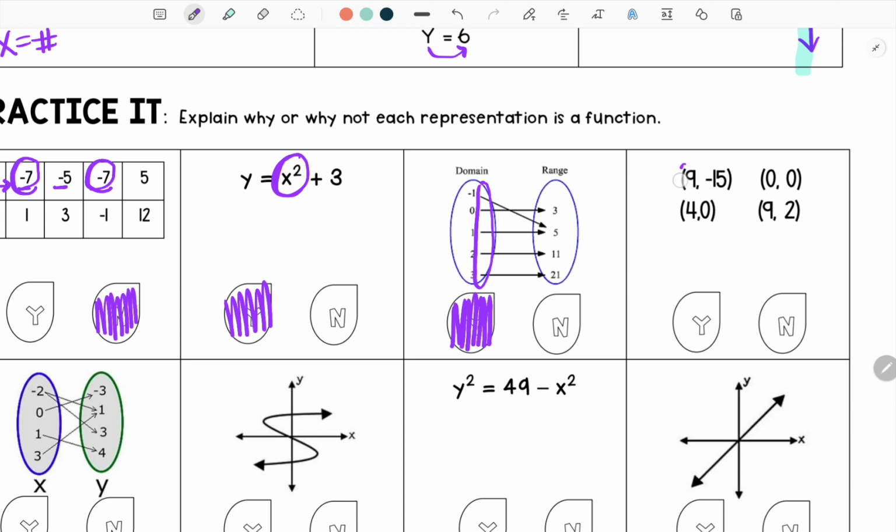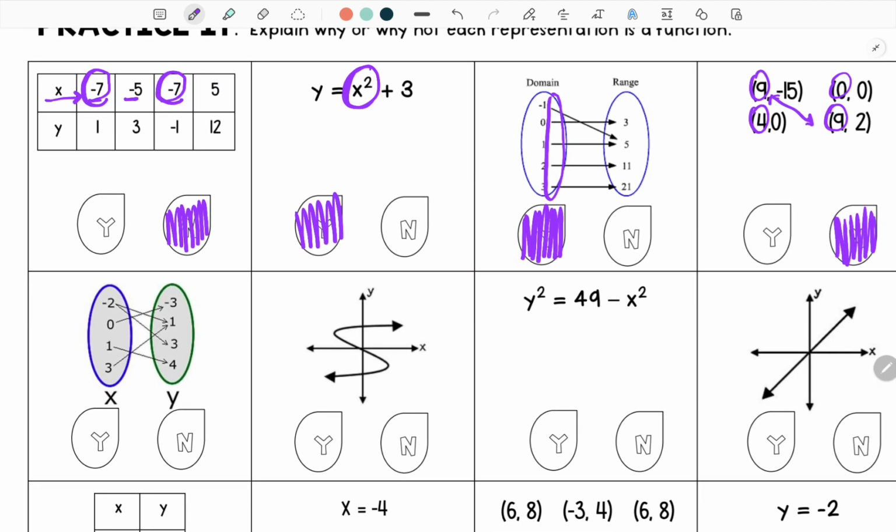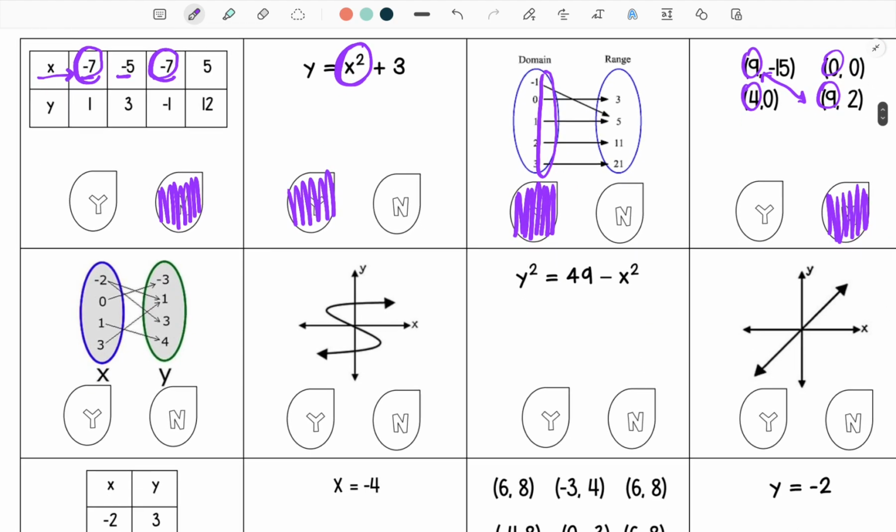Okay, with ordered pairs, I'm looking at those first numbers only and making sure none of them repeat. You can see that I have two 9s right here, and since they have different y values associated with them, that is not a function. Okay, so just a couple more and then you guys can do the rest. I haven't done a vertical line test one, so let's do this one right here.